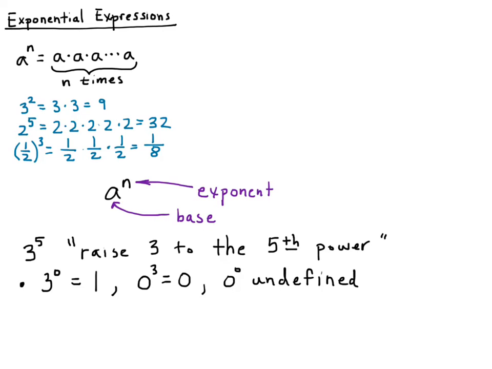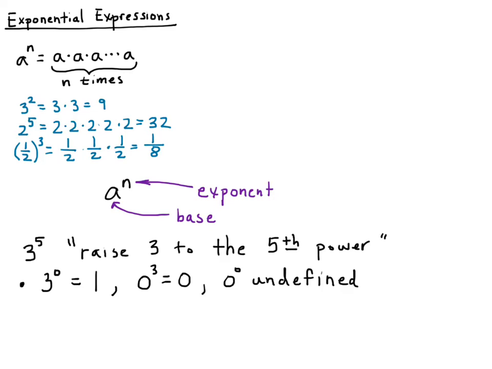And then we have some zero rules. 3 to the 0, in fact, anything to the 0 power is 1. 0 to any power is 0, right? 0 cubed is 0 times 0 times 0, which is 0. But 0 to the 0 power is undefined. That's just the same as division by 0. You just don't get a number. There's no number that's equivalent to it.